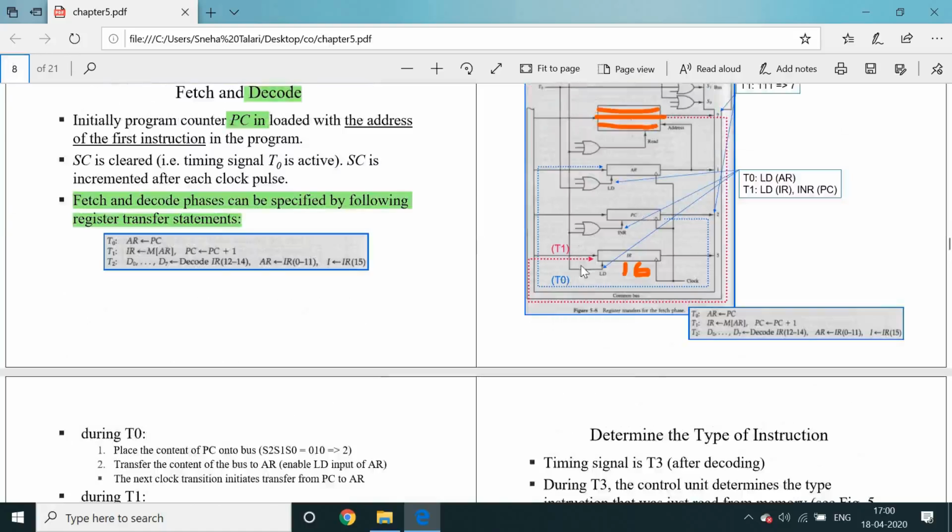If the load input of the address register is activated, that address information is transferred through this line, and the operation is indicated like this. If the load input is activated, then only this data, the information, is loaded from this bus into the address register. The complete information is read from this program counter.